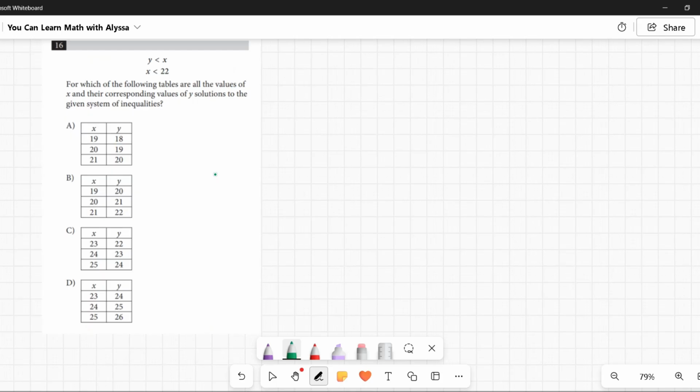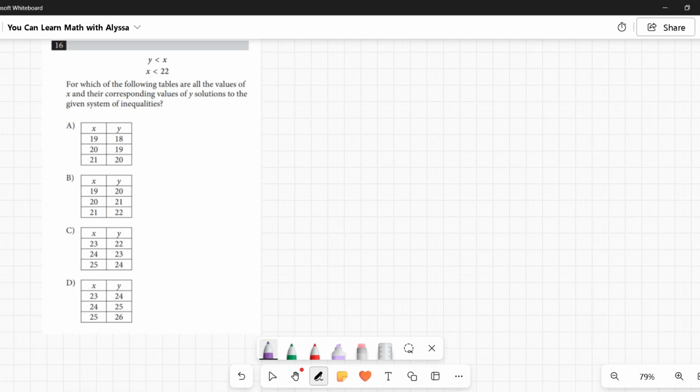Number 16, y is less than x and x is less than 22. For which of the following tables are all the values of x and their corresponding values of y solutions to the given system of inequalities? There we go. That's better.